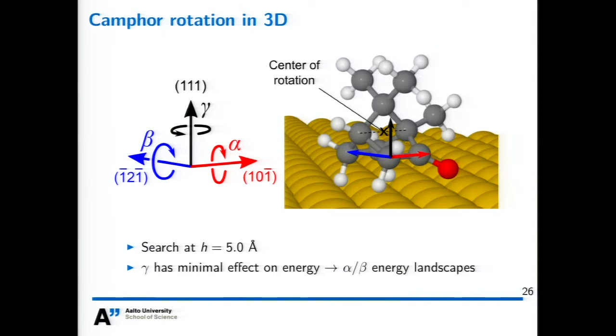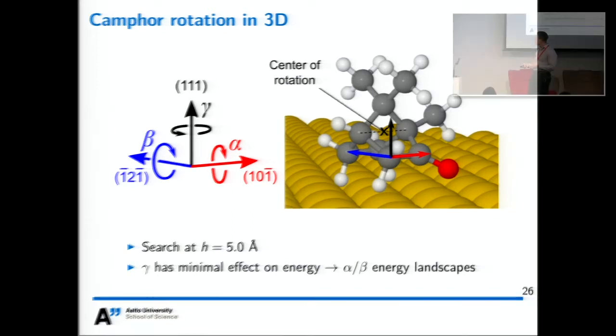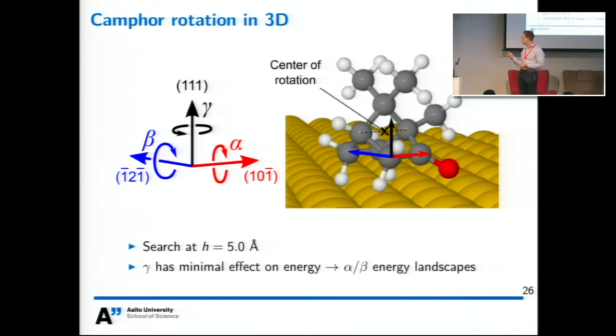We then study the orientation of the molecule, so we set the molecule to a fixed location at a height of 5 angstroms to accommodate the rotation. Here we observe that the gamma rotation axis, which is the axis in the direction of the surface, has very minimal effect on the energy. Therefore, in the following, I concentrate on the alpha and beta energy landscapes.